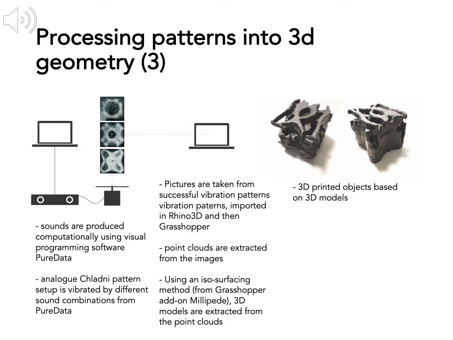Another workflow used to develop 3D printed pieces describes creating patterns from sounds using a script application which sends specific sound combinations to vibrate a physical Chladni setup. The authors then took pictures of the created patterns, imported them in Rhino 3D again, where they stacked the images on the z-axis. Similar to the previous project, point clouds were created and the z-values of the points were changed according to pixel information from the images. Finally, an isosurfacing algorithm was used to extract a mesh from the point cloud, and this mesh was later 3D printed.